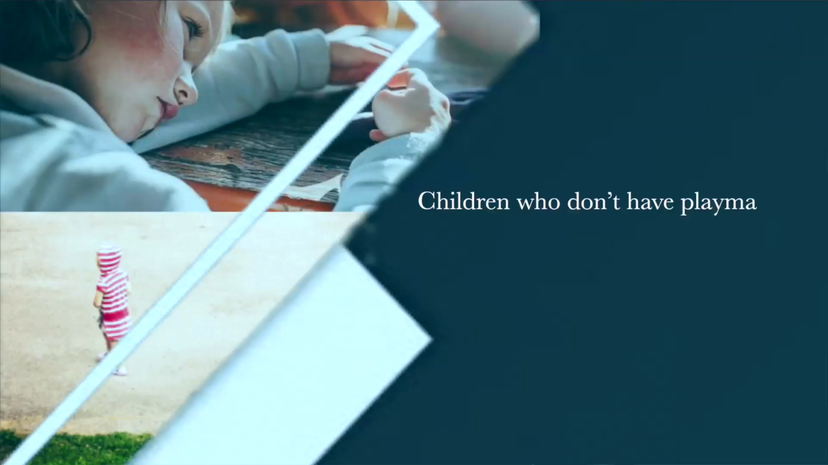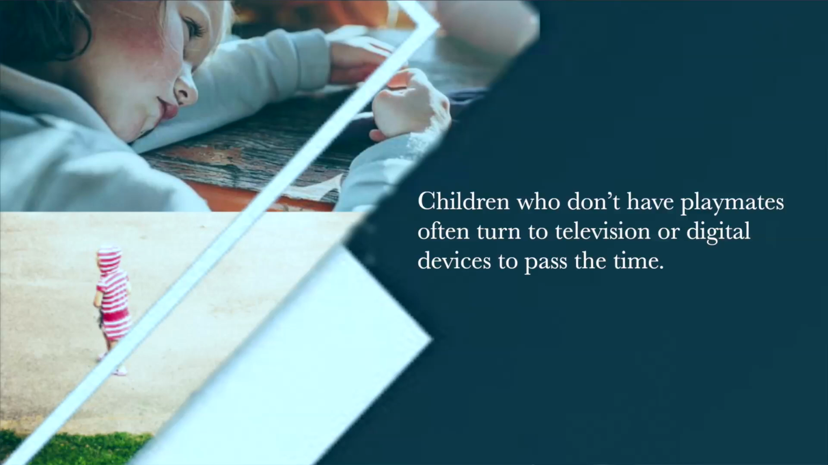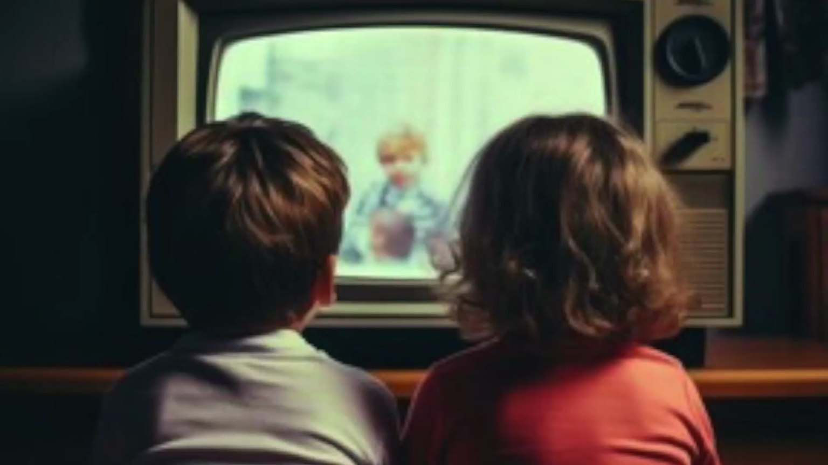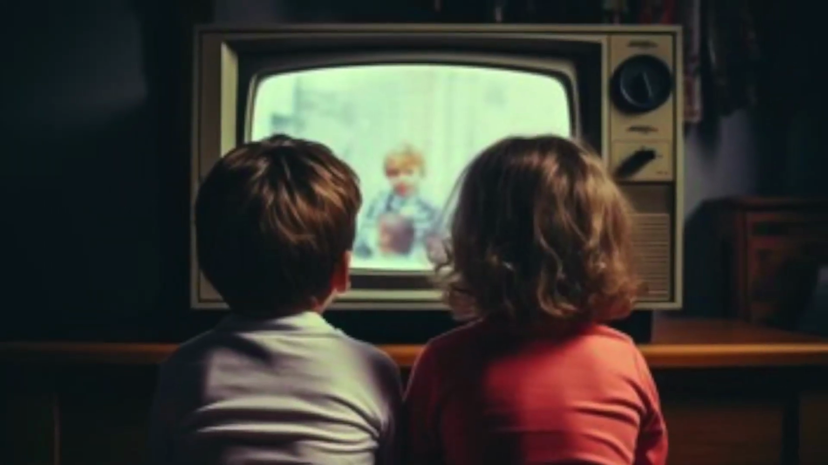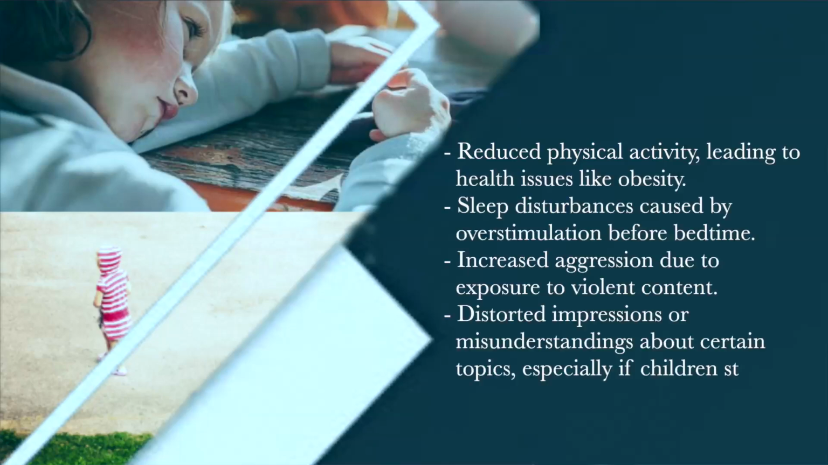Secondly, children who do not have playmates often turn to television or digital devices to pass the time. While TV shows and digital programs can be educational, excessive screen time comes with several risks, such as reduced physical activity leading to health issues like obesity, sleep disturbances caused by overstimulation before bedtime, increased aggression due to exposure to violent content, distorted impression or misunderstandings about certain topics, especially if children struggle to interpret what they see on screen.